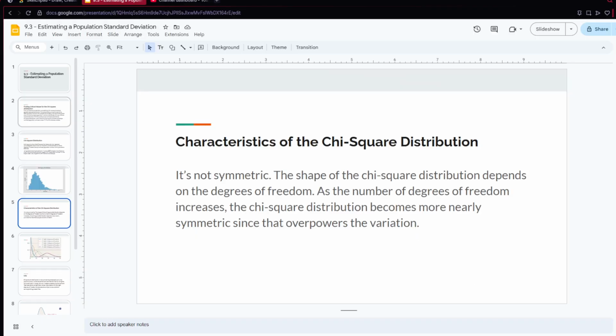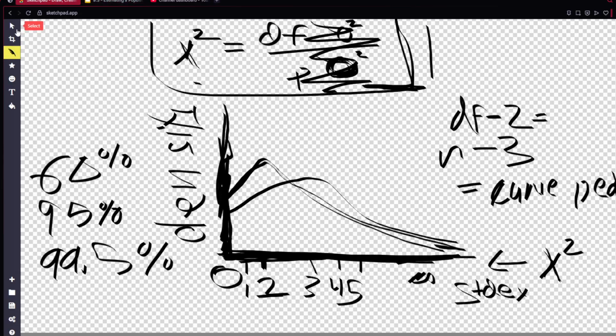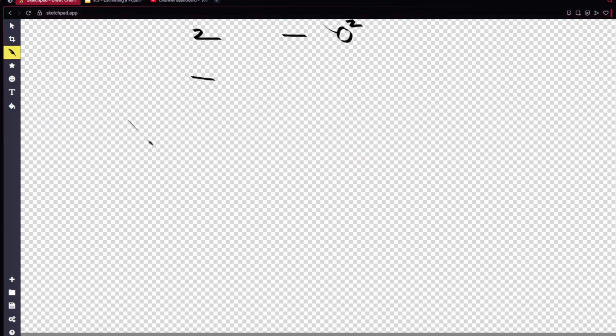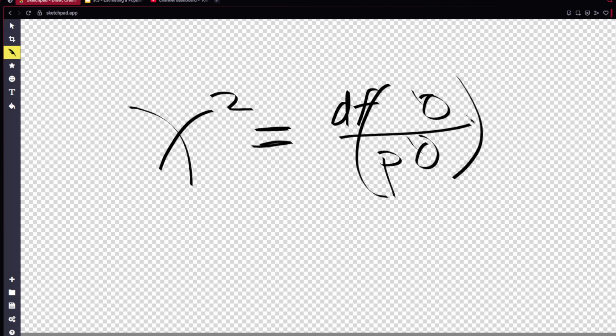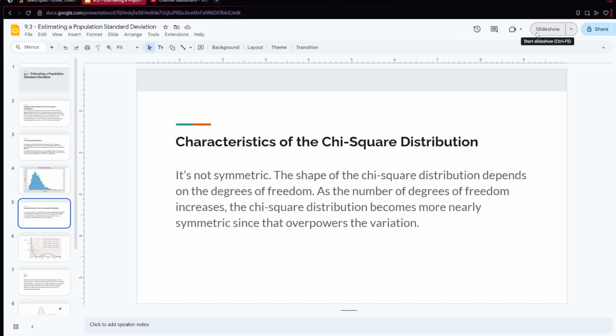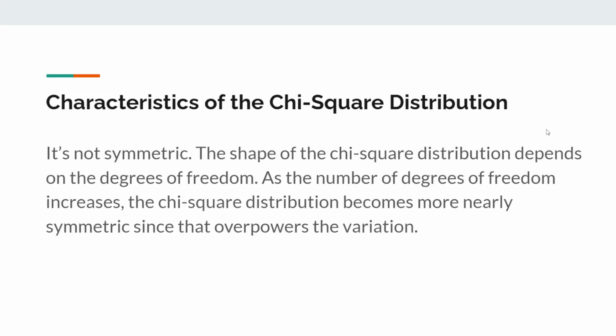Let's go back to the original chi-squared formula. We get chi-squared, sorry, it's a squiggly x squared, equal to the degrees of freedom times the sample variance divided by the population variance. As the degrees of freedom get infinitely bigger, it's going to overpower the rest of this, which makes the chi-squared go to a certain point. So that means the variation contributes less, using some simple mathematics.